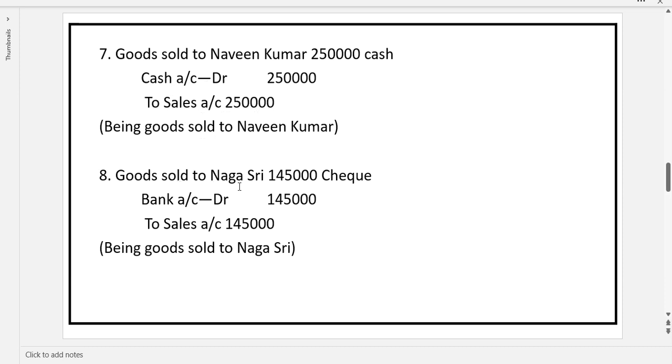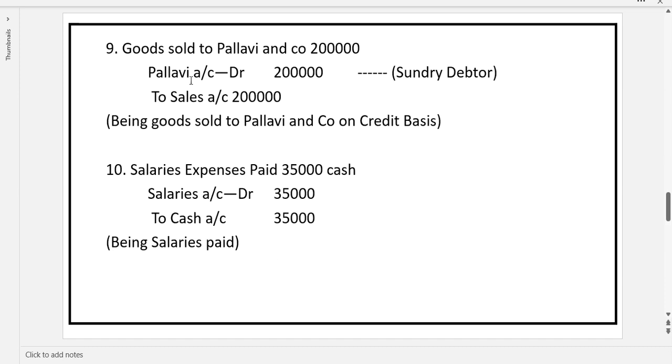Next, goods sold to Nagasri, 1,45,000 per check. So bank account debit to sales account. We are receiving the amount, but the mode of payment is check. That's why we have mentioned bank. So bank account debit to sales account. Next, coming to this: goods sold to Pallavi and Co., 2 lakhs. Same scenario, guys.